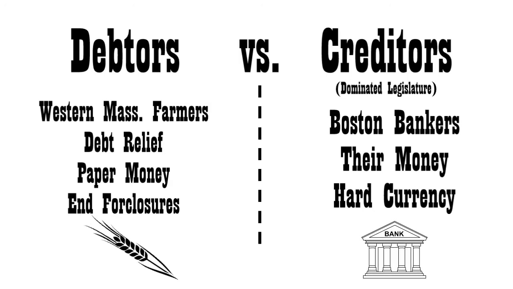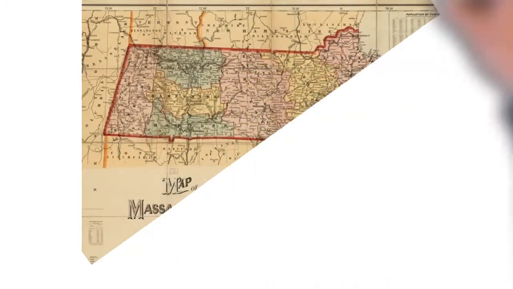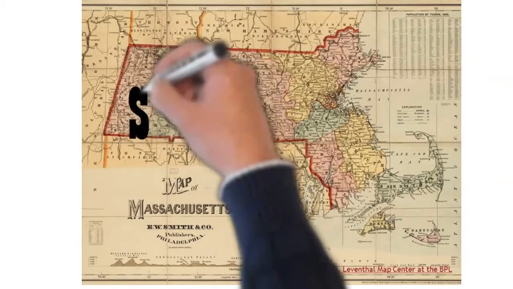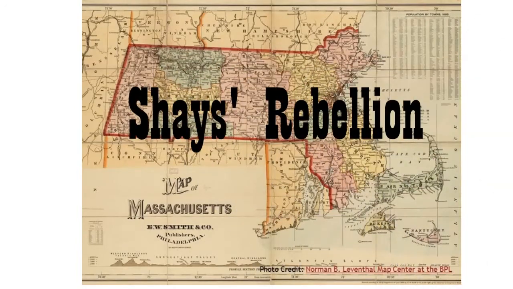And it's the creditors who are dominating the Massachusetts legislature. So when the debtors, these farmers, go and look for help, they're going to a legislature that's trying to get their money. This is when Shays' Rebellion is going to erupt in Western Massachusetts.